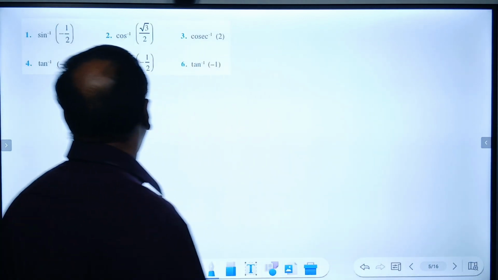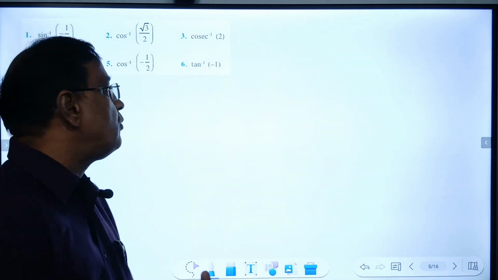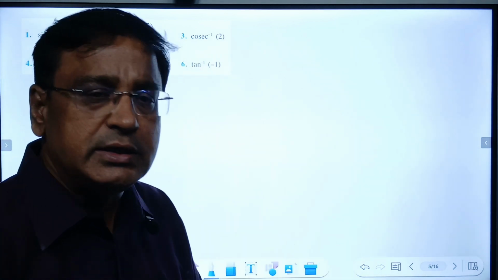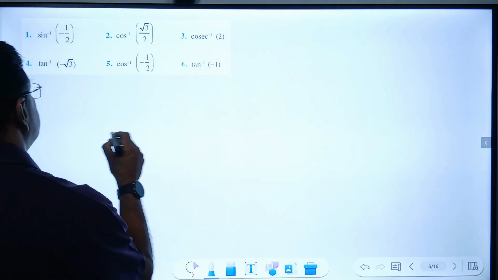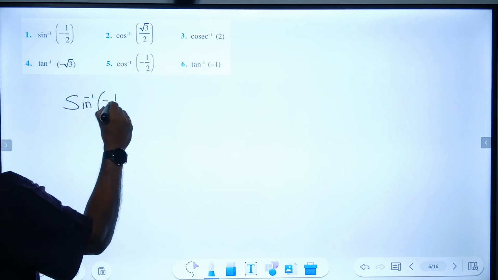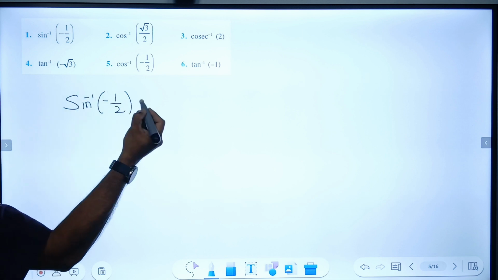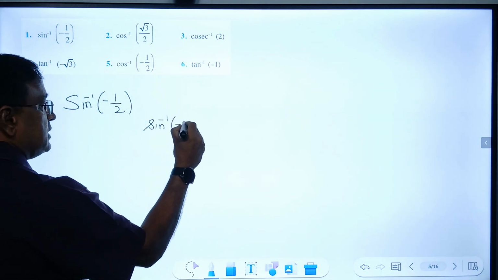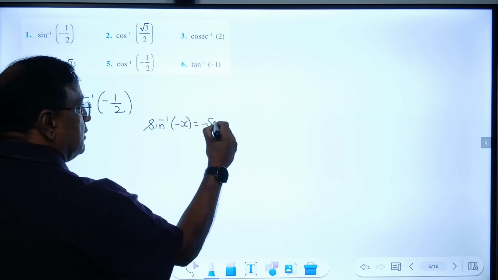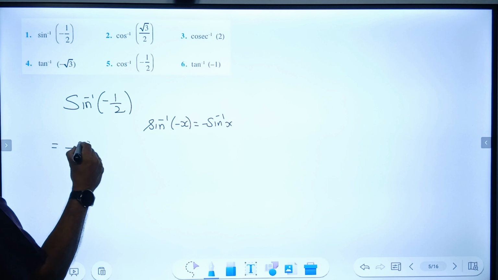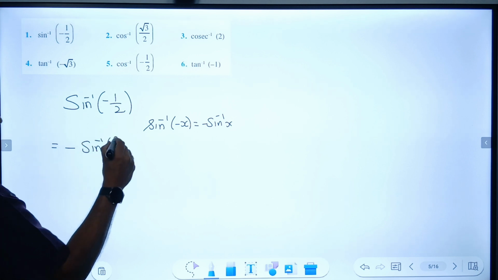Okay, let's go back to problem solving. We are going to solve the problems. There are only 6 questions. All these are from the NCERT book. So let's start with the first question. Sine inverse of minus half. But you know very well, we have just done that sine inverse of minus x is minus sine inverse of x. So using the same formula, this will be minus sine inverse of 1 by 2.